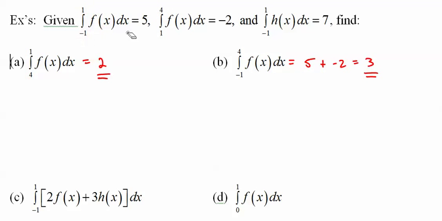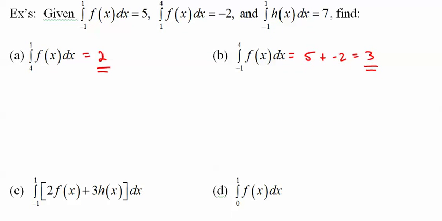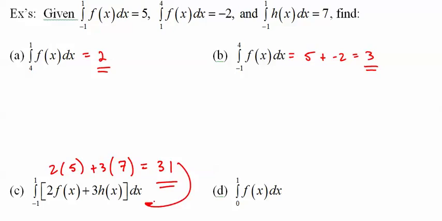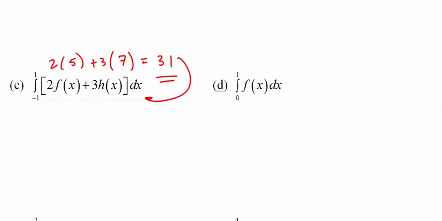Now my screenshot's a little bit tight here, so I'll do the best I can. From -1 to 1, f of x is 5, so that's 2 times 5, plus 3 times h of x from -1 to 1 is 7. We get 31. That's here. From 0 to 1, we don't have any data. We don't know. So I don't even know if we'd say no solution as much as not enough information.